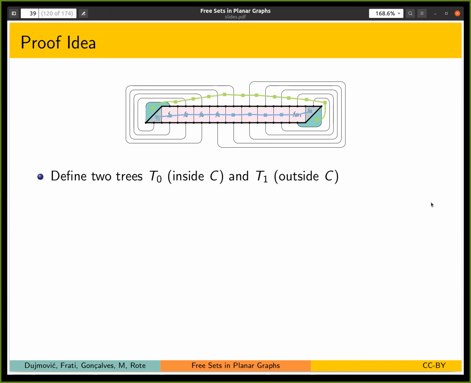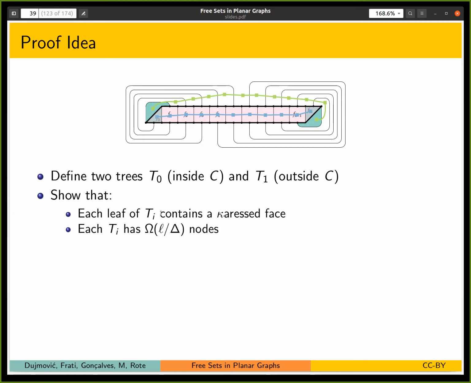So here's the idea. We're going to define two trees. One of them is going to correspond to what's going on inside the cycle. The other one is going to correspond to what's going on outside the cycle, T0 and T1. We're going to show that every leaf of this tree contains a crest face. So you see that in this picture. The two trees are actually paths, and the leaves of those trees are the crest faces in this picture.